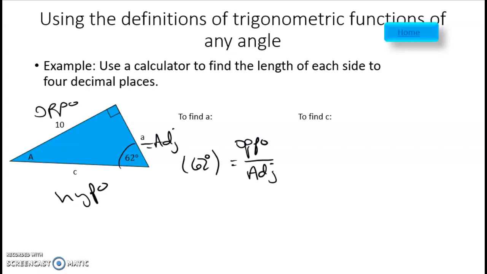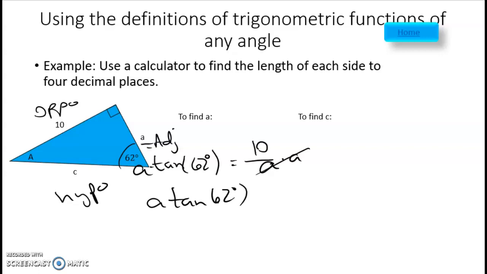Now which trig function would that be, opposite over adjacent? That would be tangent. So I need tangent of 62 is equal to opposite over adjacent, and we know the opposite side is 10, and what we're looking for is the adjacent, which they call A. Since I'm solving for A, I'm going to multiply both sides by A. Cancel out here, so now I've got A tangent of 62 is equal to 10. Then I'm going to divide both sides by tangent of 62.